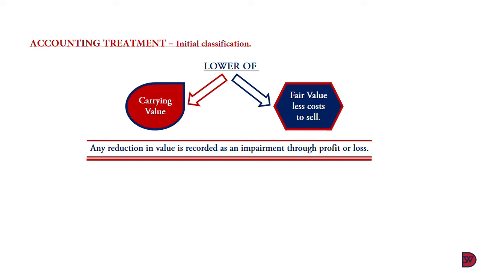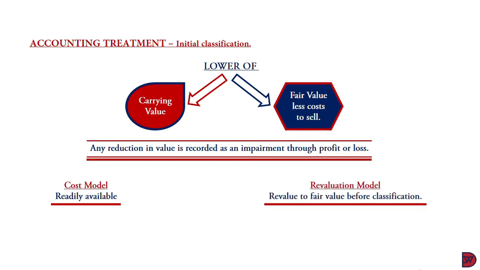Immediately before the initial classification, the carrying amount of the asset must be measured. Under the cost model, it will be readily available as the asset is always kept in the financial statements at the net of the original cost and the accumulated depreciation. However, under the revaluation model, the asset or disposal group must be immediately revalued to its fair value prior to the classification before the comparison can be done.